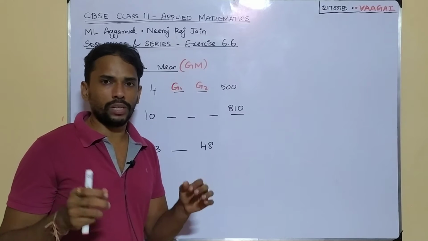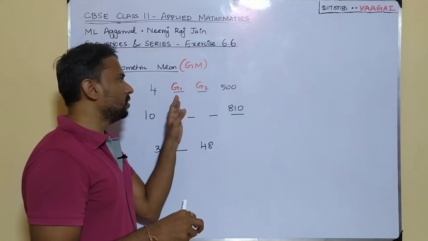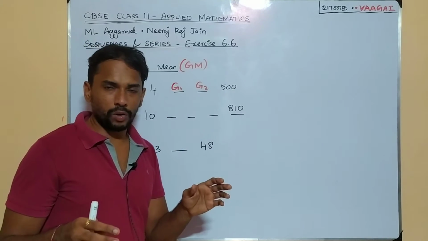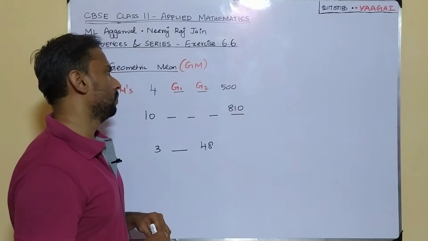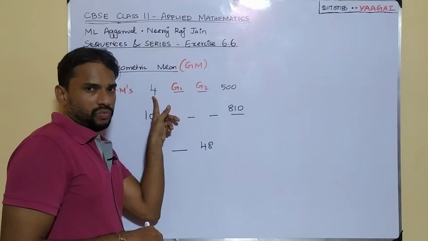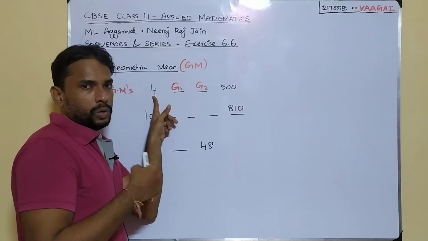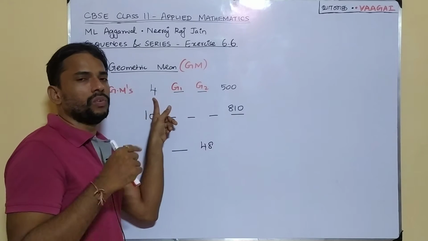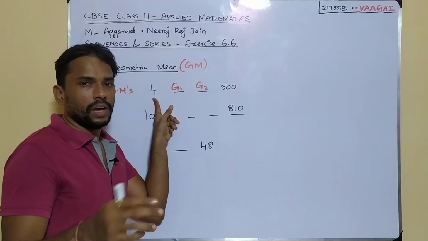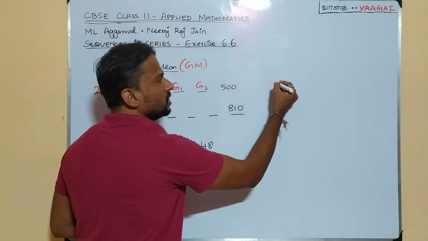In that case, we have to find the values of G1 and G2. Shall we see how we are going to solve it? As usual, we will start from this 4. Now, as per our views, this 4 is going to be the first term of our GP. Is it or not? In that case, we will take a = 4.